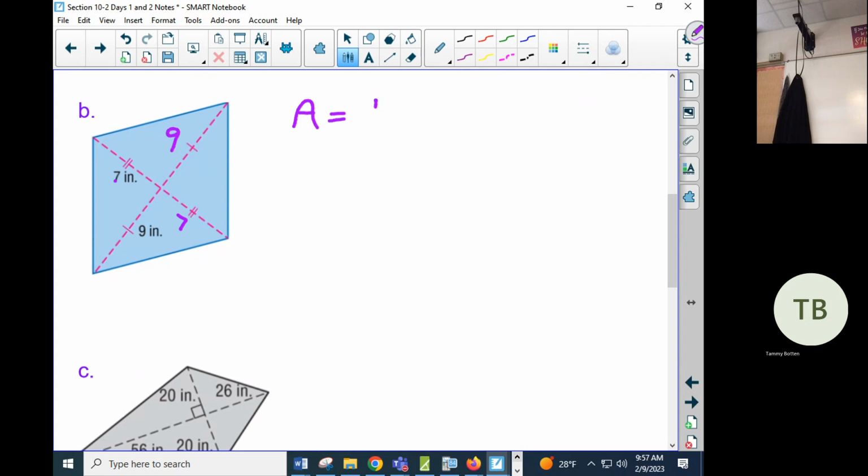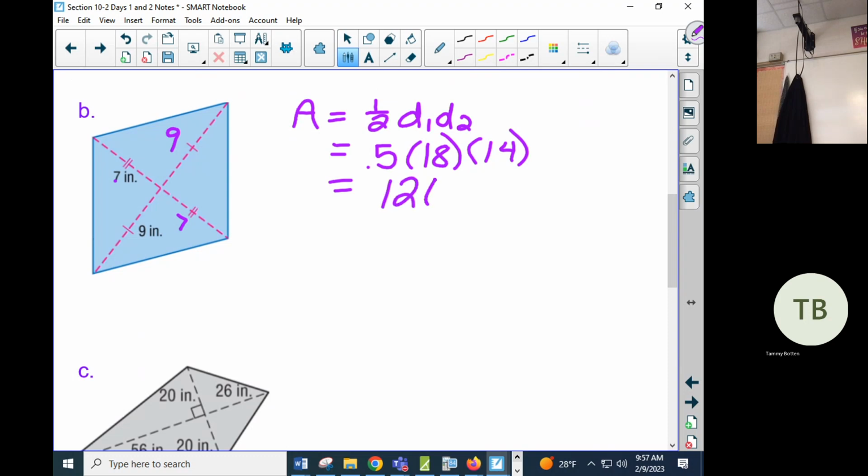So area is 1/2 or 0.5 D1, D2. The 1/2 is 0.5. The first diagonal, just take one of them and add the 2 pieces. 9 plus 9 is 18. The second diagonal, 7 plus 7 is 14. Okay. And then you would just type that in. And I got 126 square inches.